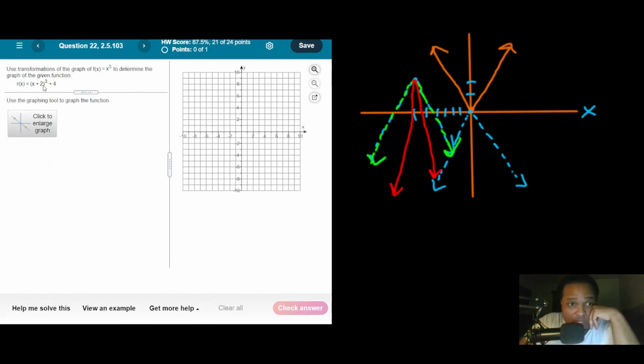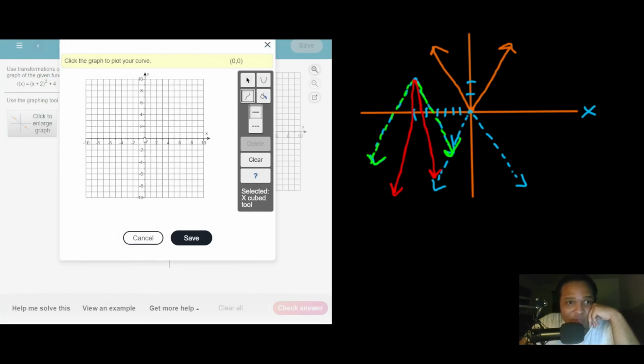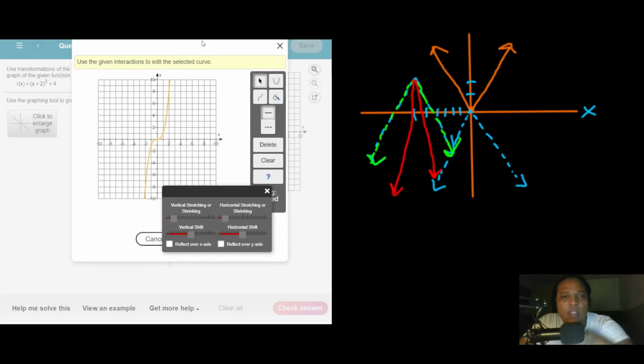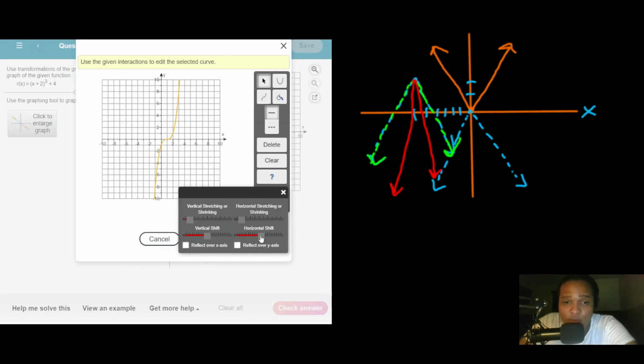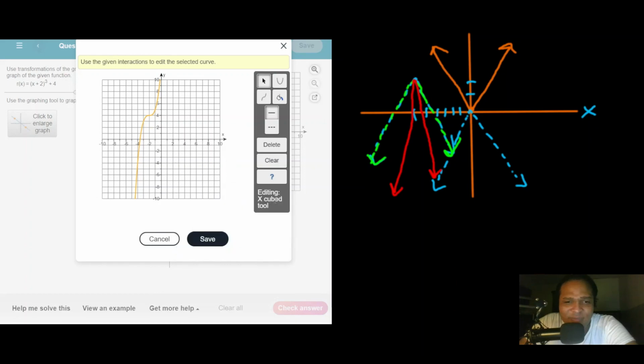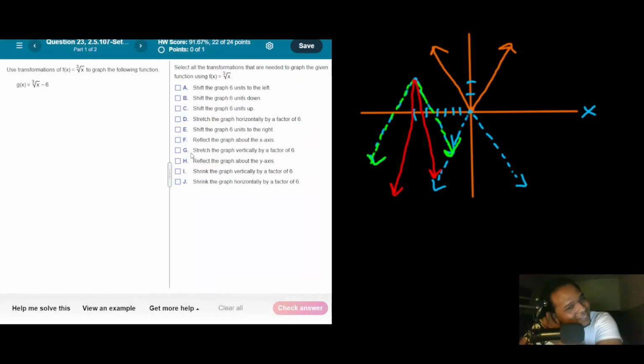Okay, this is still raised to the third power, so it's the same deal. Snake symbol. Click anywhere you want. Oh, these are just shifts. What do you know? So we have a horizontal shift. It's +2 inside, so we do the opposite, which is -2. The vertical shift, we're going to go up 4, so make sure you're in a positive direction. You got your 4, and that's it. Hit save. Check answer. Got it. It's good when we get them right.